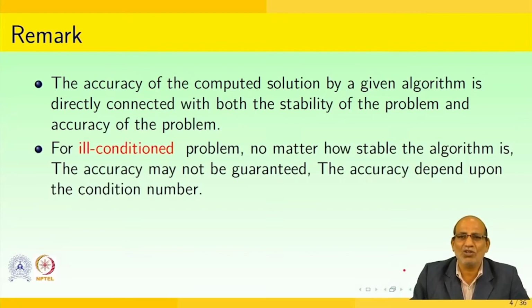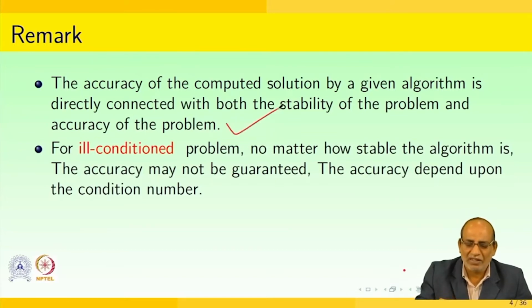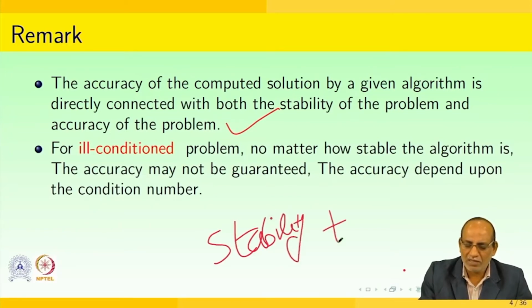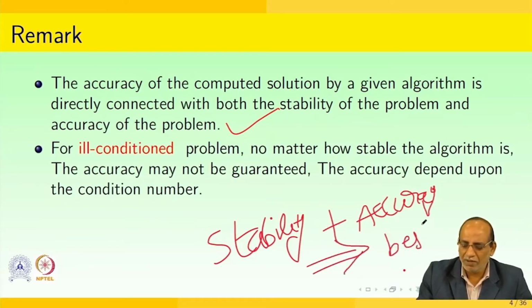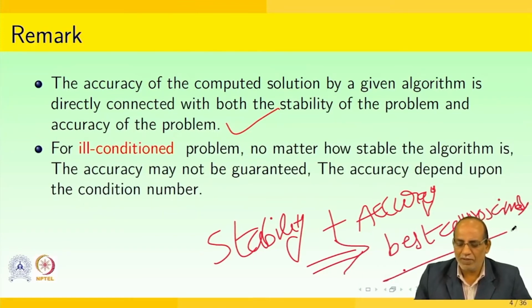Similarly, the condition number gives us the stability of the solution. That means we would be interested in both the stability of the problem as well as the accuracy of the problem, so that we should be able to get the best approximation. This is very worth noting. So we want stability plus accuracy, which will give you the best approximation, so that you have a solution which is stable.